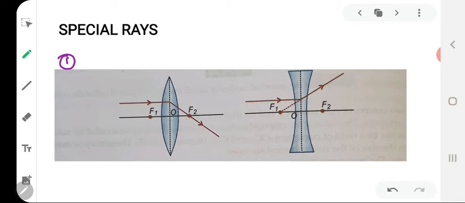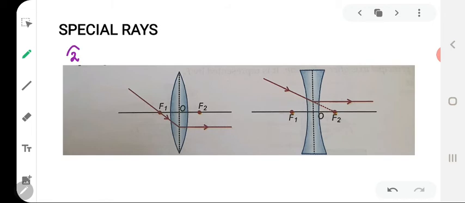Once again, a ray of light parallel to the principal axis after refraction passes through principal focus in the case of convex lens and appears to be coming from principal focus in the case of concave lens. This is the second one. A ray of light passing through or directed to the principal focus emerges parallel to the principal axis after refraction.